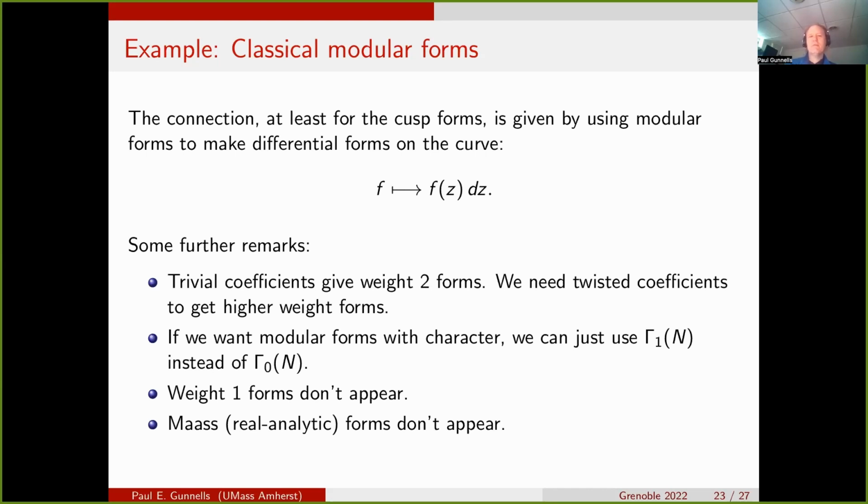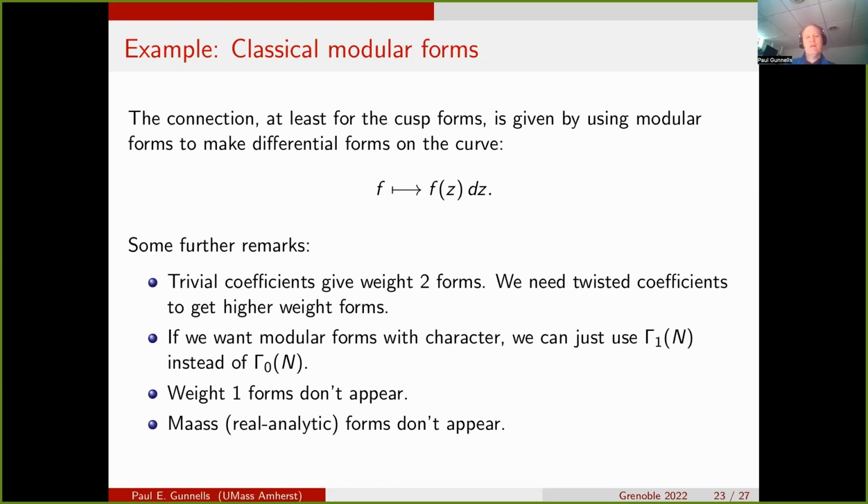So at least here it seems reasonable that there's a way to go from a modular form, i.e. an automorphic form, to something cohomological. Some more remarks: if you only use trivial coefficients, you will only get the weight 2 modular forms. Those are great, but we really want all of them that we can make. And we need to use twisted coefficient modules to get the higher weight ones.